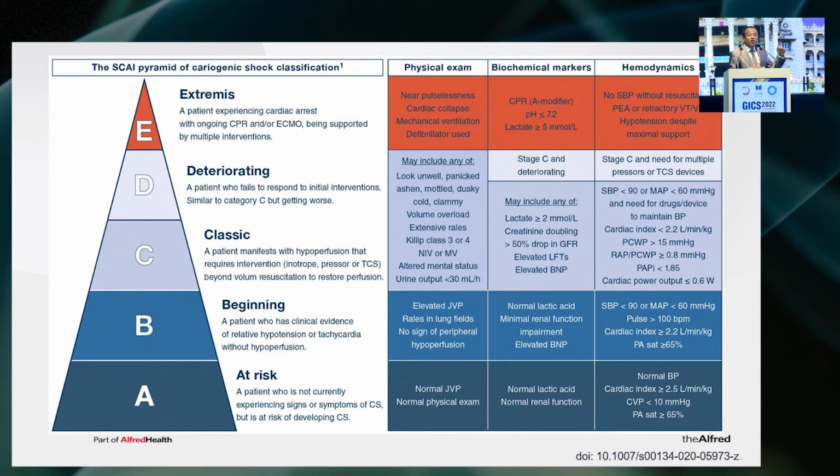A is at risk; they are not yet in shock, but they are at risk of developing shock. B are the patients who haven't developed any hypoperfusion, but they have hypotension and tachycardia. C is the classic shock patients who require inotropic support. D are the deteriorating patients who are deteriorating in front of your eyes on inotropes, and you have to decide about mechanical cardiac support in these patients. And E is the extremes.